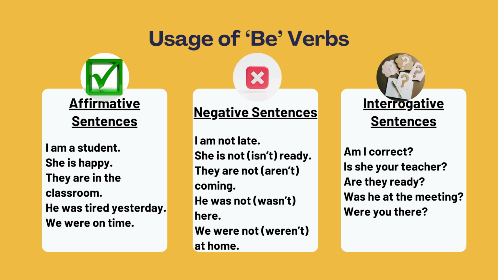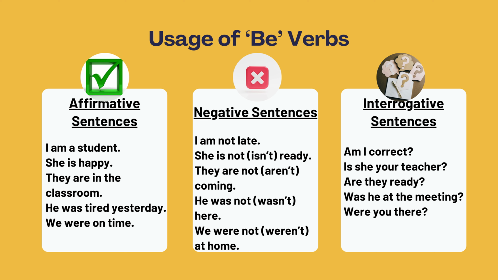Negative sentences. To form negative sentences, we simply add not after the be verb. This negates the statement. Examples: I am not late. She is not, isn't, ready. They are not, aren't, coming. He was not, wasn't, here. We were not, weren't, at home. Adding not to the verb makes the sentence negative, expressing that something is not true or has not happened.